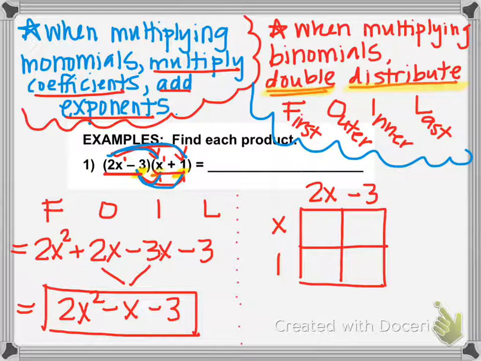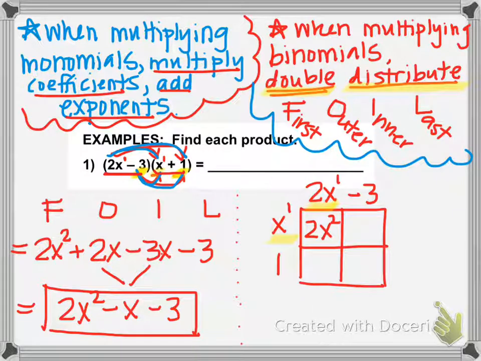Okay? So here's how it works. Think of like a multiplication table. You're multiplying the row and the column together. So in this first box, right here, we're going to multiply the 2x and the x together because that's where they meet. And remember, we can always add the little exponents on our x's. 2x times x is going to be 2x squared.